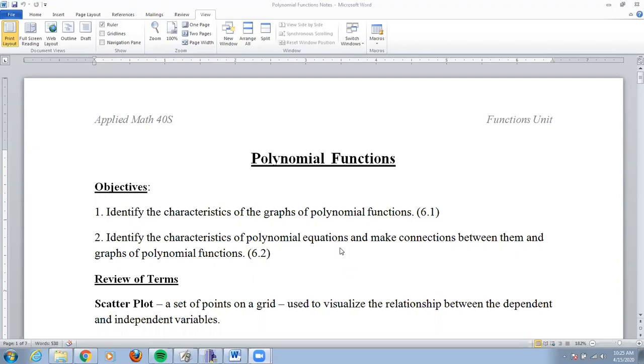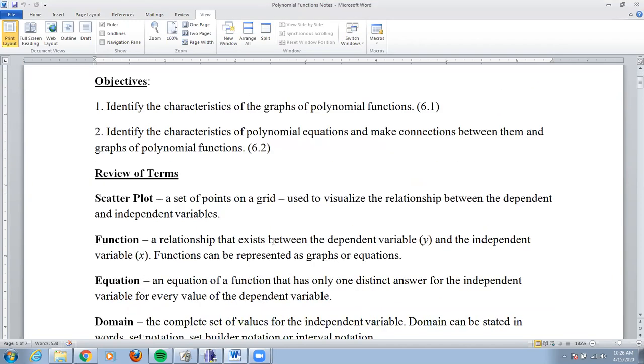So as we recall, a function represents a relationship between an independent variable and its dependent variable. The independent variable is typically designated as x on the horizontal axis, and y is the dependent variable on the vertical axis. So we're working through chapter 6 in your textbook, and there are some review of terms. So we covered off the function.